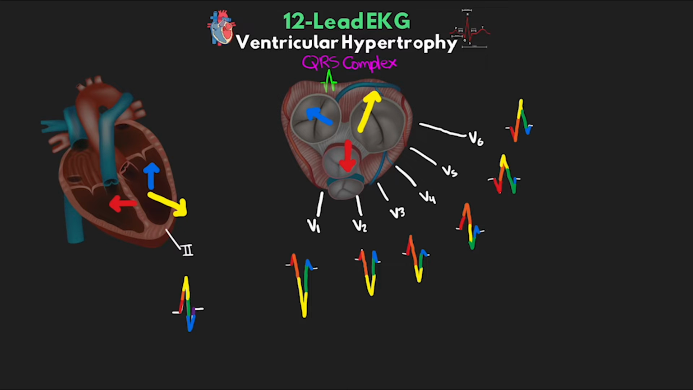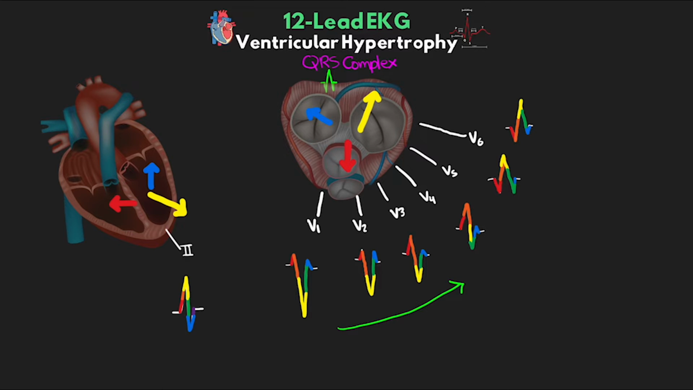We can see how the different moments in time, the different depolarization events, have an effect on the different waveforms that we see in each of these leads. And you can see how when we transition from V1 to V6 and move from a more rightward view of the heart to a more leftward view of the heart, the waveform is changing.